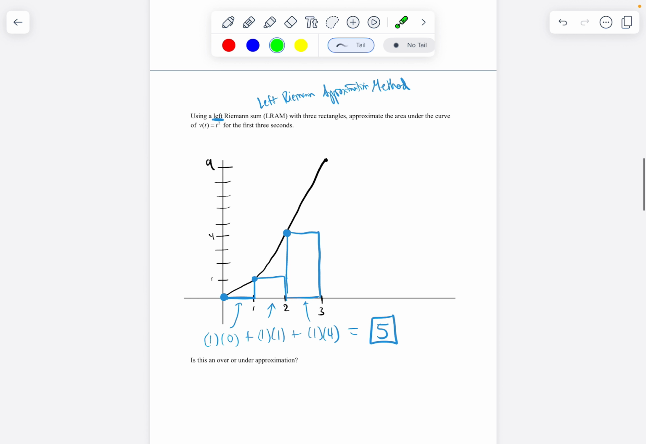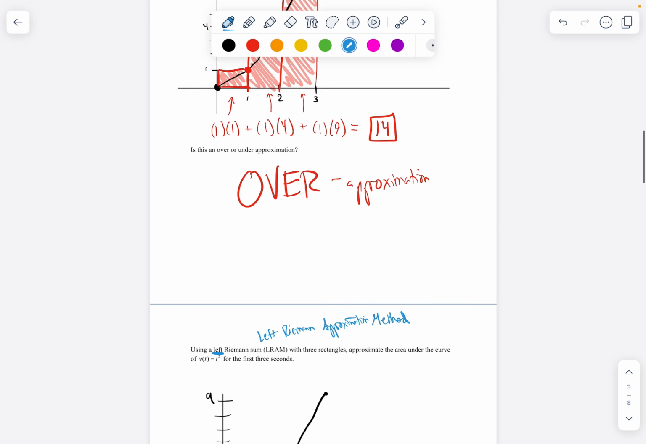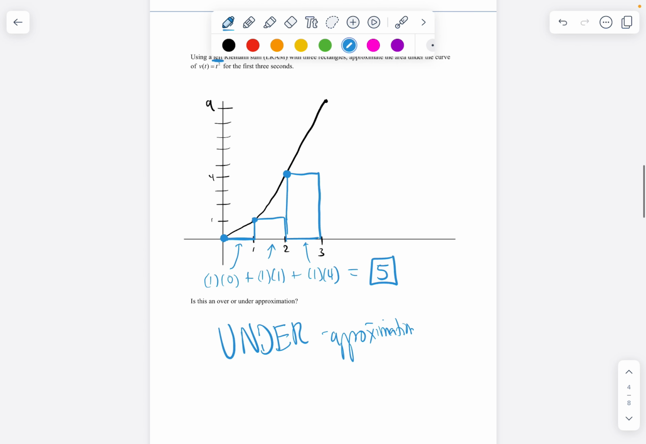But you guys know there's so much that we're missing here. We're missing this, and this, right? So this now is an under approximation. Right? This is way under, okay? So that method, again, it's nice to get an idea because now we know it's probably between 14 and 5 because we did the over approximation, the under approximation to find this area. But it's not perfect, right?